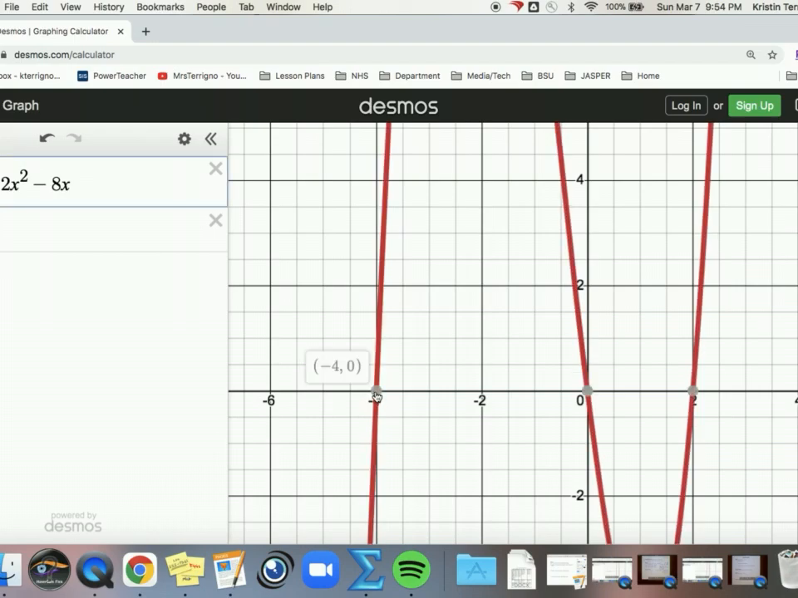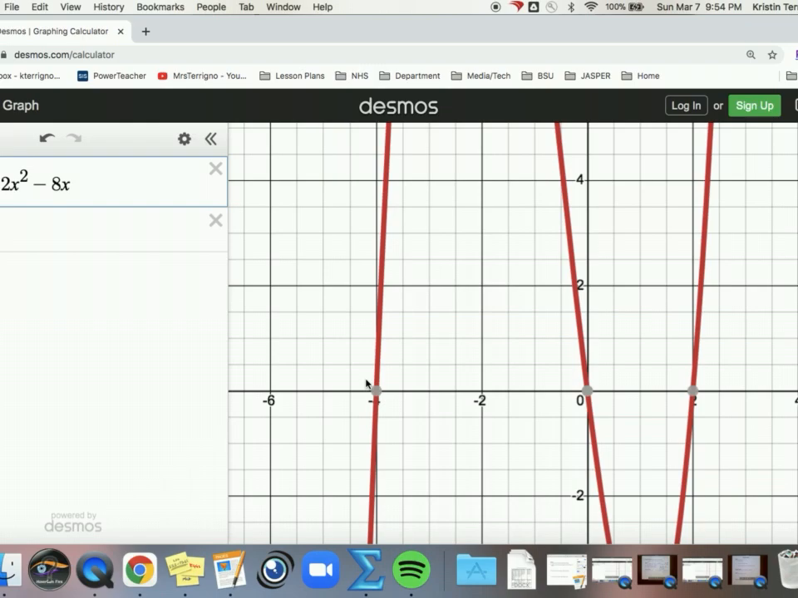You can just click here, and I see that I have one root at -4, one root at 0, and one root at 2. Okay, so the answer to that next question, and we're going to write it down on our paper in just a minute, is we have zeros at 0, -4, and 2.